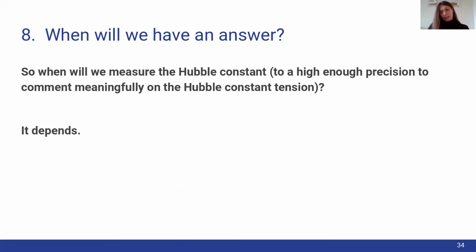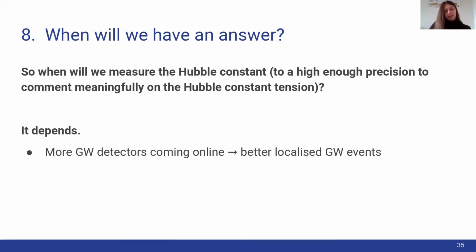Obviously we have a lot more events now, what with the third observing run having finished and with future observing runs coming in the future. But the main thing which determines how quickly we will be able to constrain the Hubble constant is really not the number of detections so much as the quality of the data that we have. So how well localized those events are, how nearby they are, how good the catalog information is. And luckily the prospects for all of these things are improving in the near future.